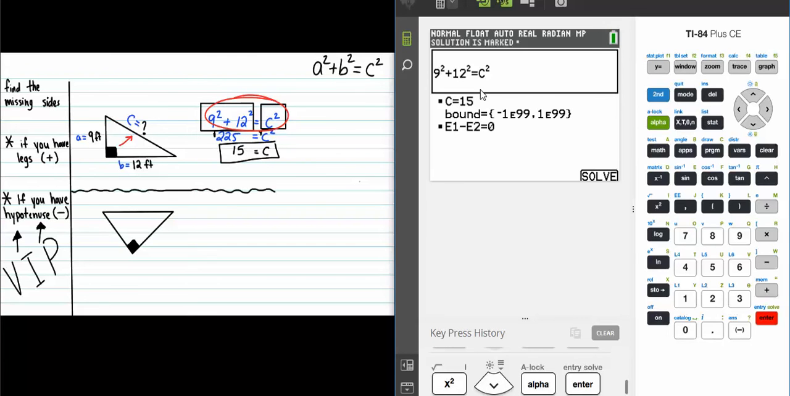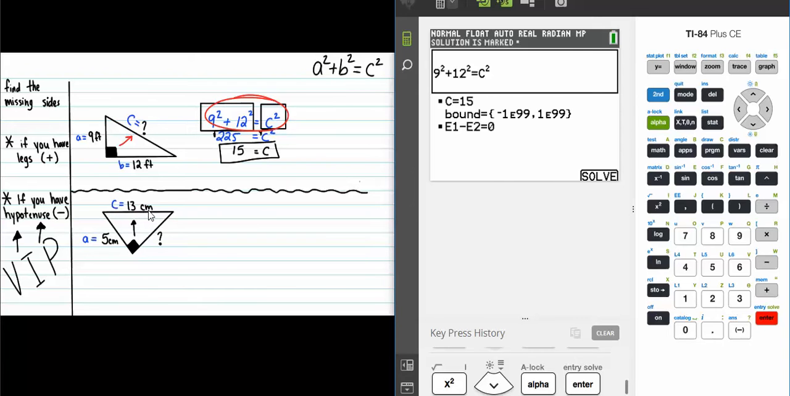So if I set up the next one, notice what I gave you this time. This time I gave you 13, which is side C, the hypotenuse. Notice it's the longest side and it's opposite the right angle.